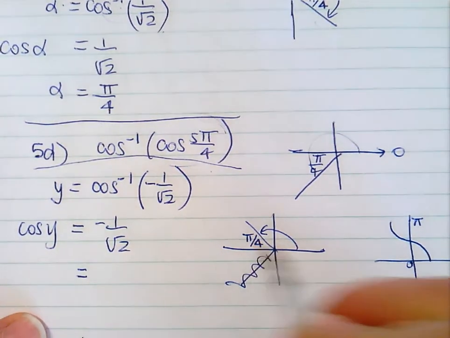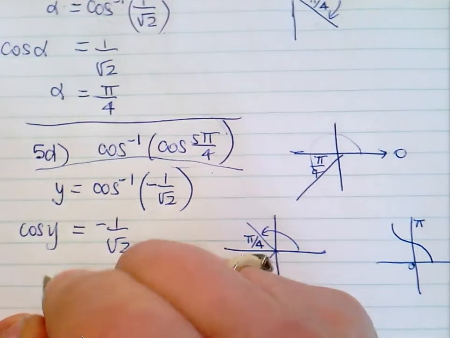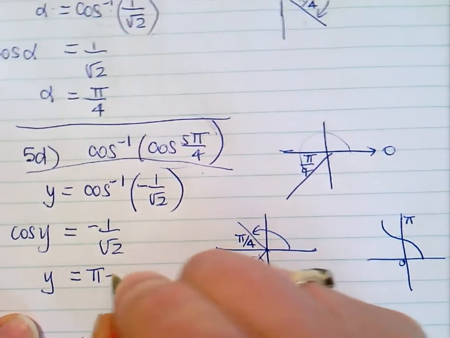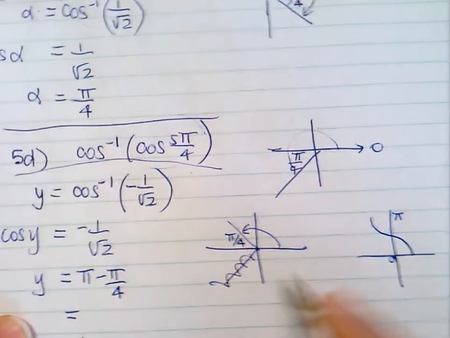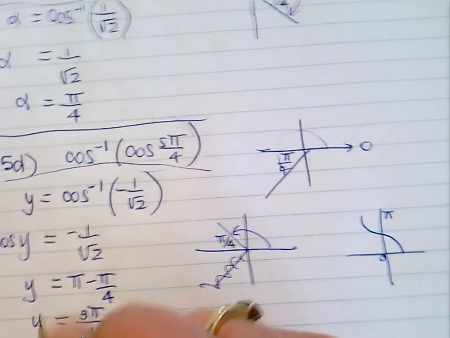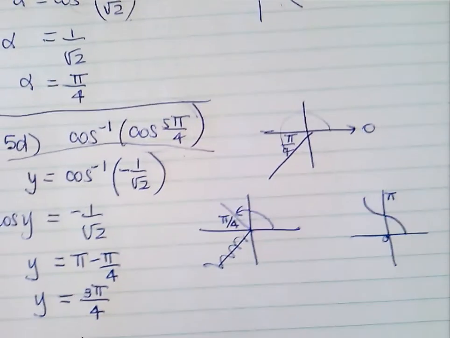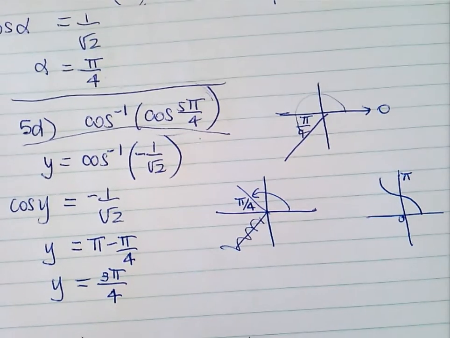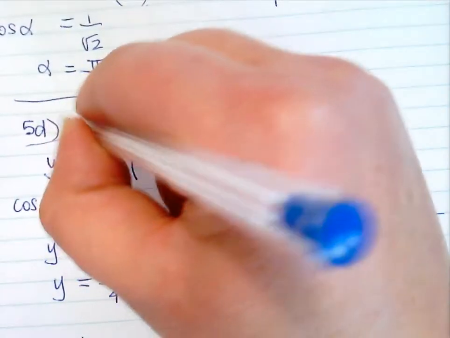If it's pi minus pi on 4, do you get it? It's pi minus pi on 4, which is 3 pi on 4. So that's the answer to the whole question. So if I'm going to let y equal that.